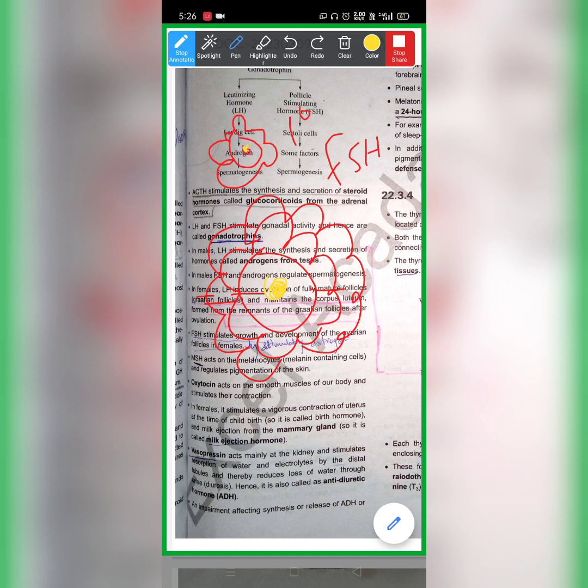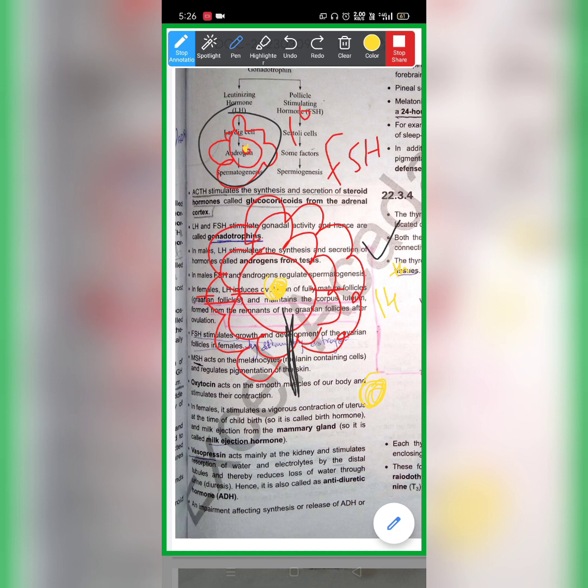There will be a rupture of this Graafian follicle. This is the primary, and this is the secondary. This secondary or tertiary Graafian follicle ruptures to release the ovum outside. So the egg comes outside. This is called ovulation, which happens at the 14th day from the first day of the menstrual cycle.